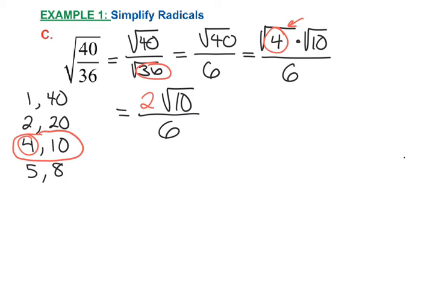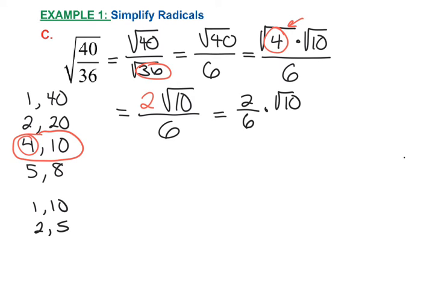Now, double check yourself. Does 10 have any factors that are perfect squares? And if you're not sure, write out the factor pairs. So 1 and 10, 2 and 5. It has no other factor pairs. None of those numbers are perfect squares. So the square root of 10 is simplified and can't go any further. So what we have here is 2 over 6 times the square root of 10.